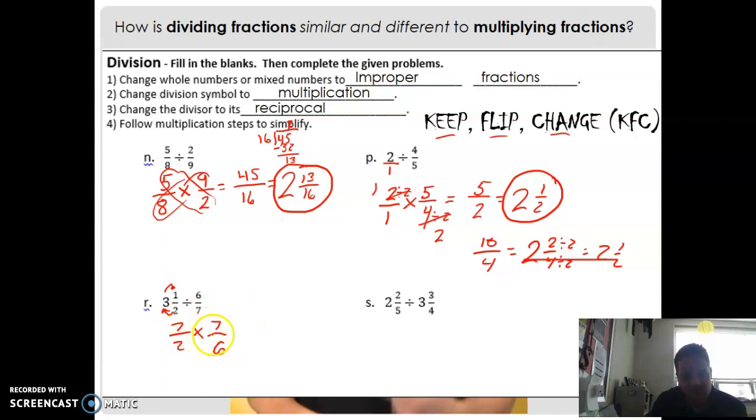So I look and I say, well, I can't cancel out here, and I can't cancel out here. I'm going to multiply straight across. 7 times 7 is 49. 2 times 6 is 12. Now hopefully I know my facts pretty well, and I know that 12 can go into 49 4 times. That'll give me 48, so I would have 1 left out of 12.